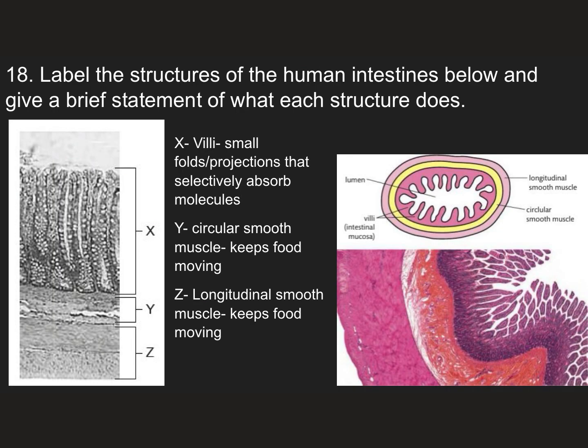All right, number 18, label the structures of the human intestines and give a brief statement of what each structure does. So X is, these are villi, or the little finger-like projections that selectively absorb molecules. So that's what's for absorption of nutrients. Y, that's that first layer of muscle. It's circular, smooth muscle, kind of helps keep food moving. And Z is also smooth muscle, but it's longitudinal. And that also helps keep food moving.